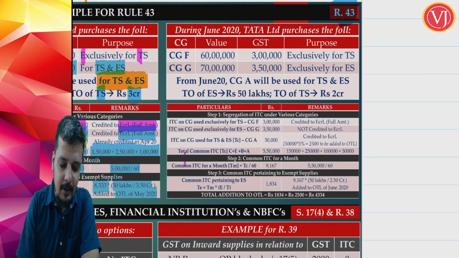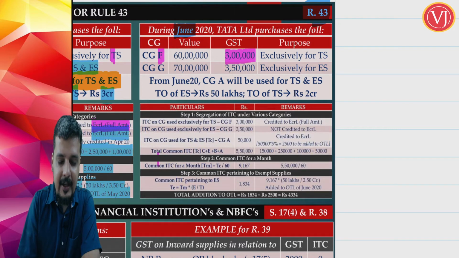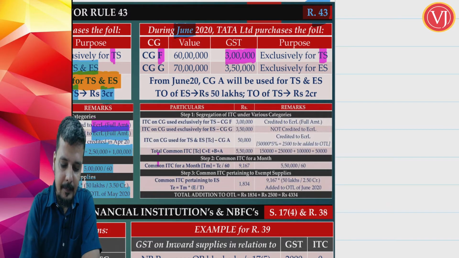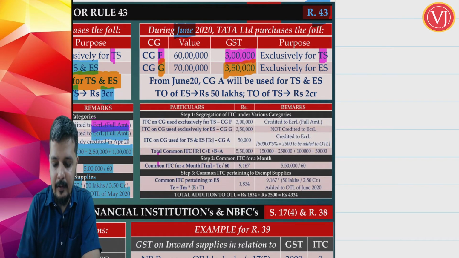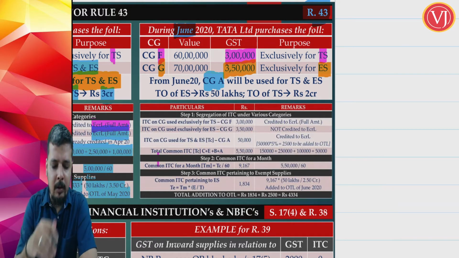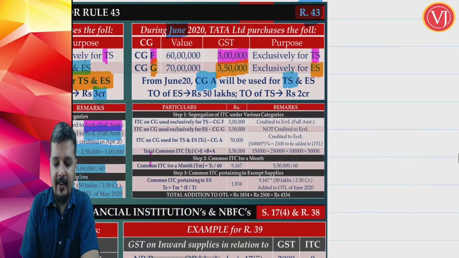Now we are talking about the month of June. In the month of June, Tata Limited purchased the following capital goods. Capital goods F, GST 3 lakhs, exclusively used for taxable supplies. Next, capital goods G, 3,50,000, exclusively used for exempt supply. Wait, one more special point is given. During June, capital goods A, which was earlier used only and only for exempt supplies, now will be used for both taxable supplies and exempt supplies.